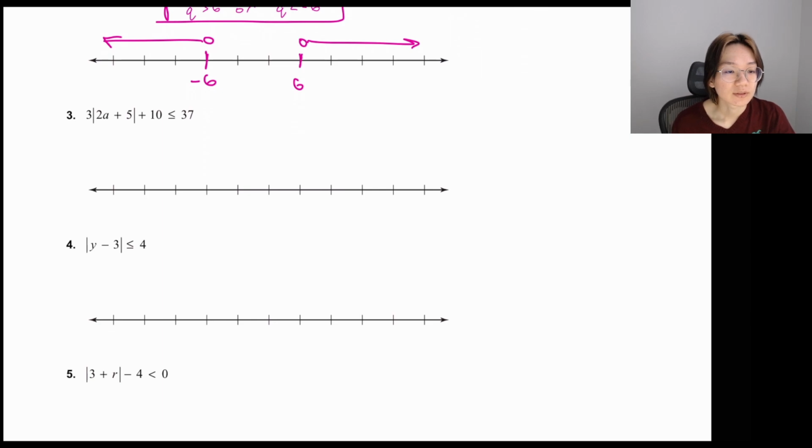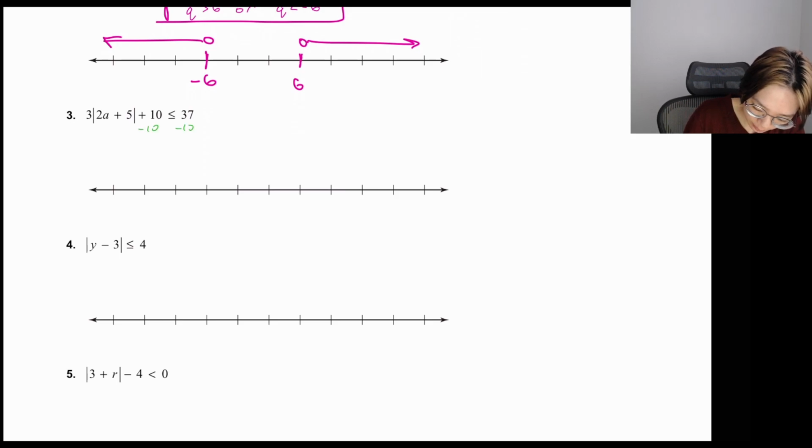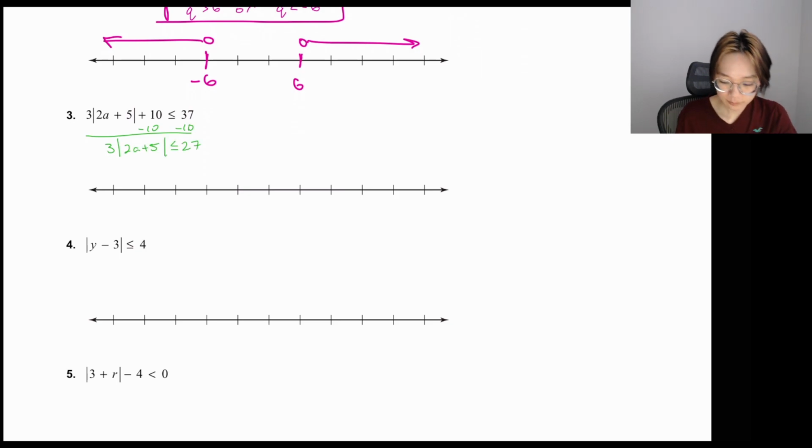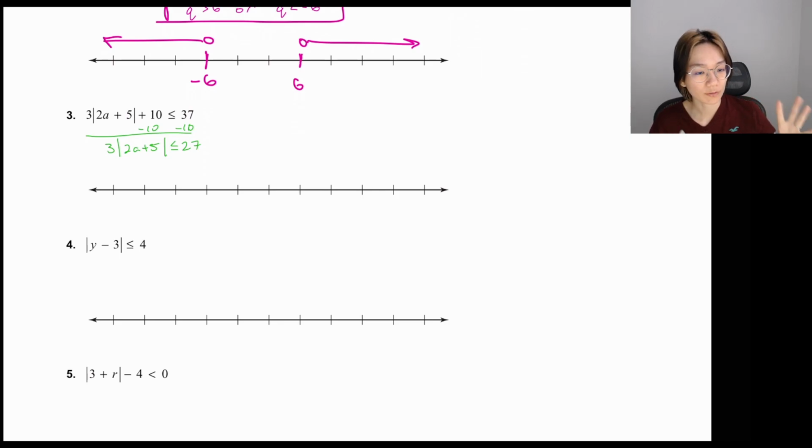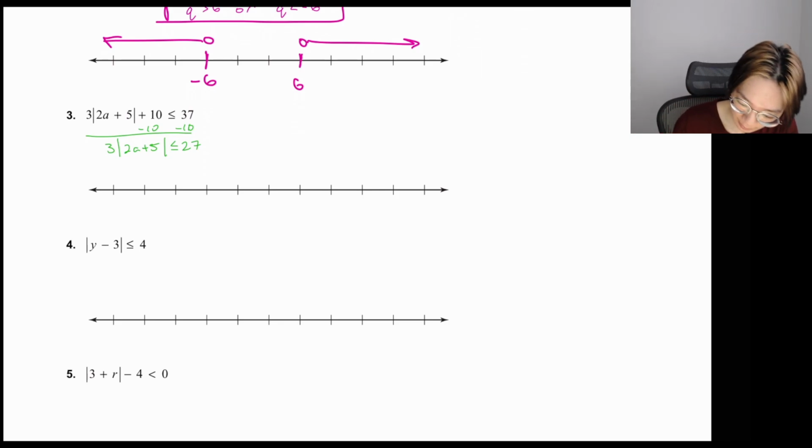Now this third one looks very similar to the third example that I did earlier. Let's isolate the absolute value first, so we're going to be subtracting 10 from both sides. Absolute value of 3 times (2a plus 5) is less than or equal to 27. And this is where you could have two different ways of doing this. You could distribute the 3 across the 2a and the 5, or you can divide both sides by 3. I will just do both right now, just to show you.